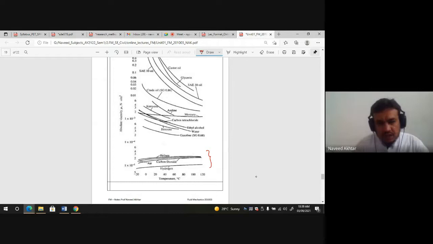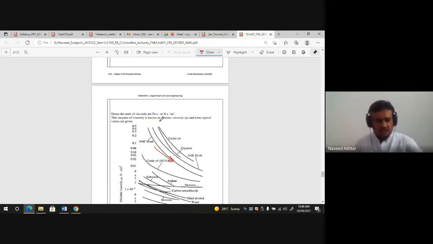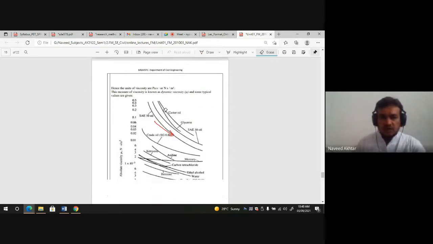But in case of gasoline, kerosene, which we are using for cooking, crude oil, petroleum, castor oil, glycerin, these are the liquids. As the temperature increases, the viscosity is decreasing. But in case of air, carbon dioxide and hydrogen, as the temperature increases, the viscosity increases. Okay, that is the difference between the gases and the liquids, and this graph is also available in the book.